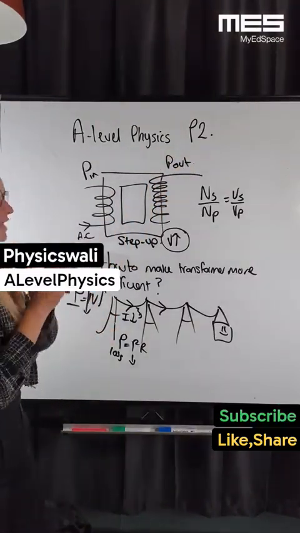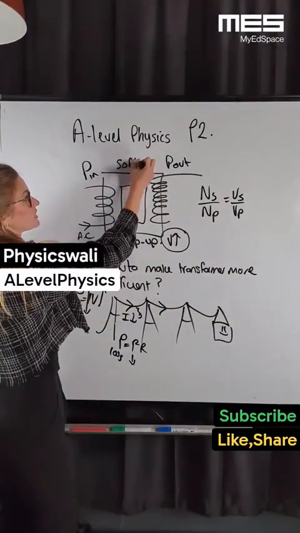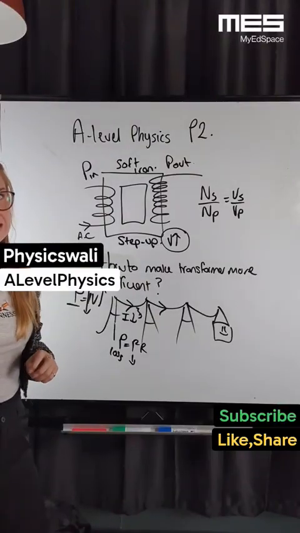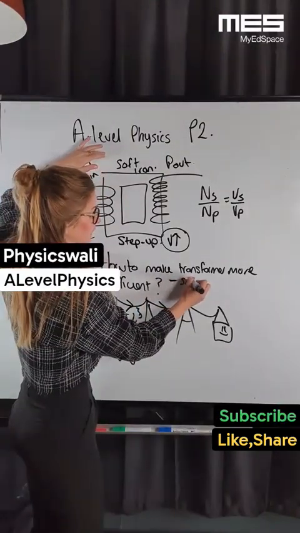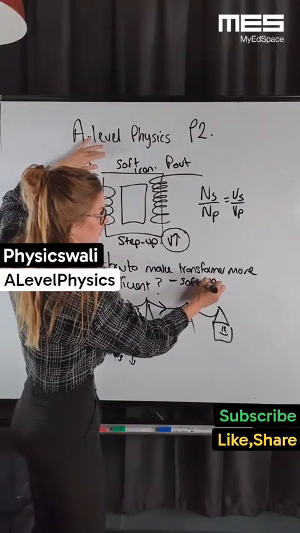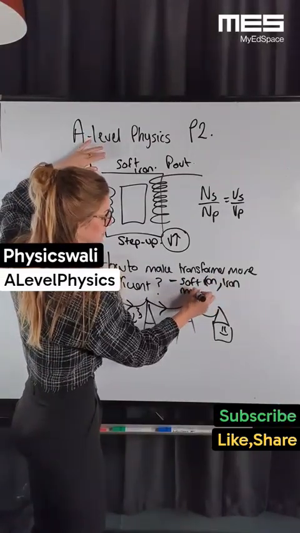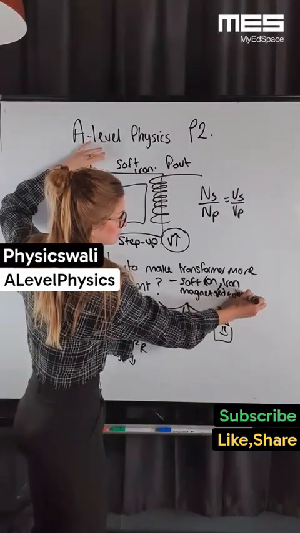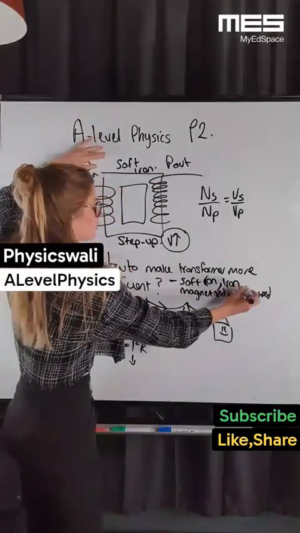Things we want to do: we want to make sure that the core is made of soft iron. The reason we make it from soft iron is because soft iron can be easily magnetized and demagnetized. So again, we're going to make it of soft iron, because iron can be easily magnetized and demagnetized.